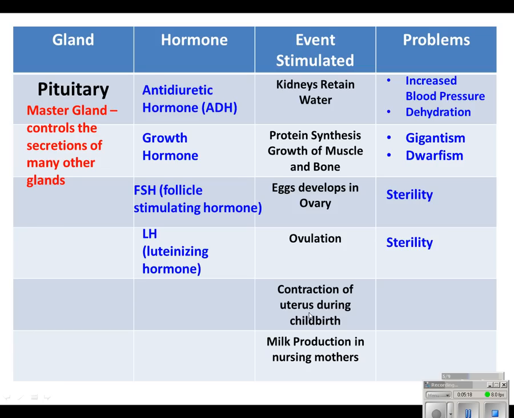There's hormones that control the contraction of the uterus during childbirth. That's oxytocin. And to produce milk in mothers that are nursing, there's a hormone called prolactin, which is going to cause that.